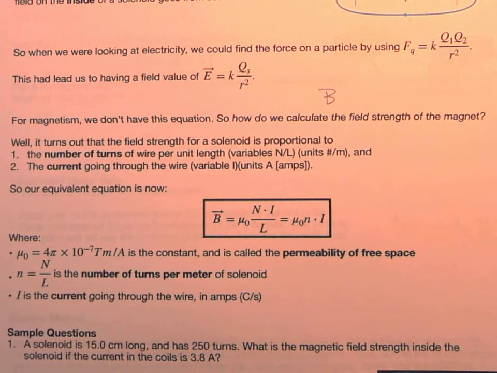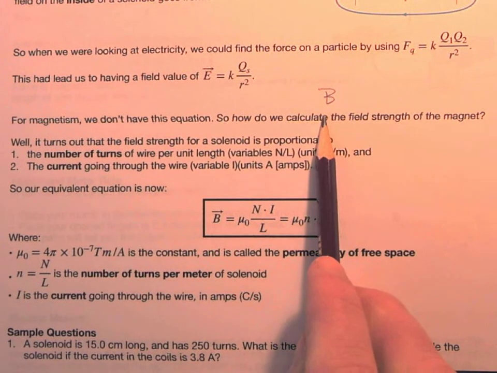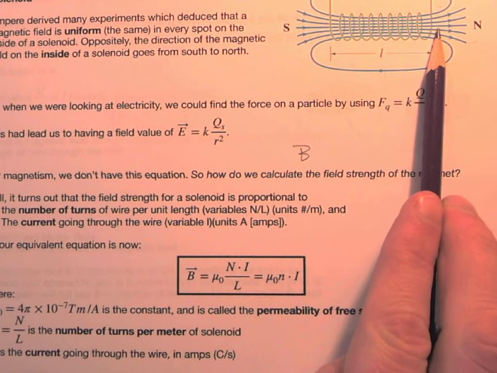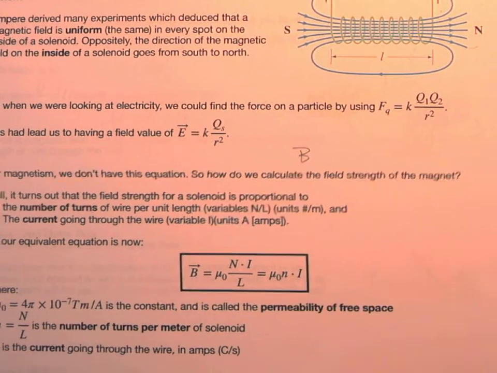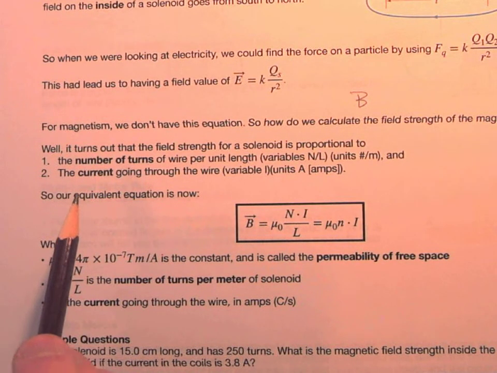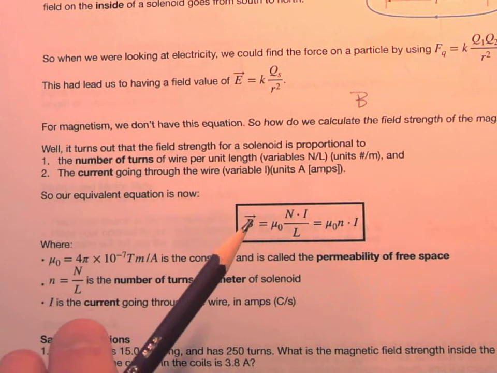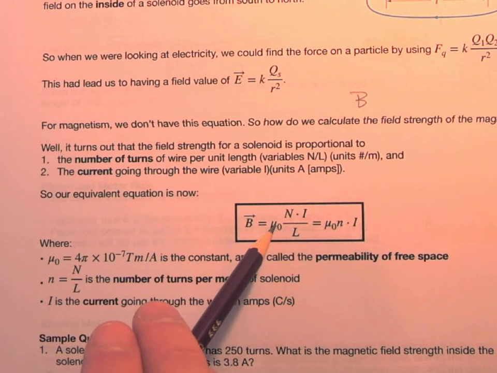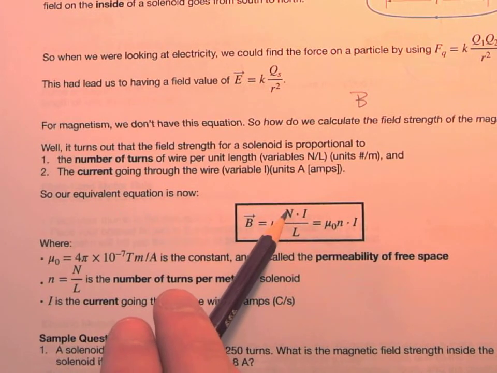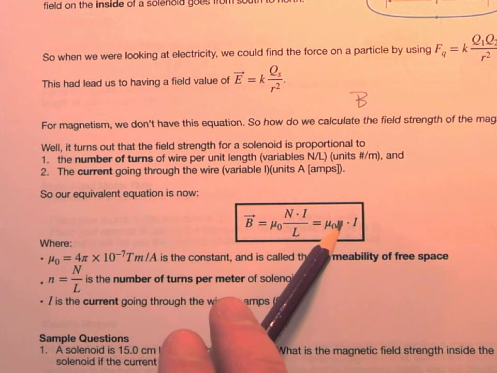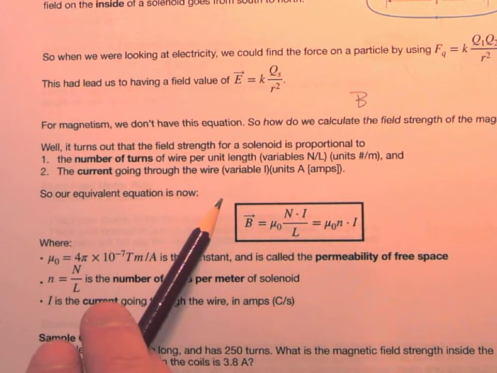Okay, but this is the B value that you'll get on the inside of the solenoid only. Outside, we still don't know what the magnetic field will be, but here, if you know the number of turns and the current going through your solenoid, you'll know the B value everywhere inside that solenoid. And it turns out that mu naught times number of turns times current divided by the length of the solenoid will give you your B value.